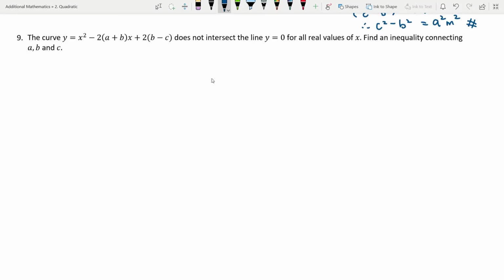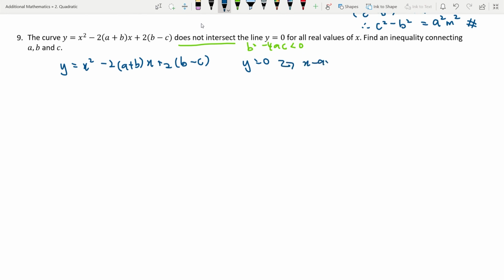Question 9. The curve y equal to x squared minus 2 bracket a plus b bracket x plus 2 bracket b minus c does not intersect the line y equal to 0 for all real values of x. Find an inequality connecting a, b, and c. We have the curve y equal to x squared minus 2(a plus b)x plus 2(b minus c). And also the line y equal to 0 does not intersect implies that b squared minus 4ac is less than 0. y equal to 0 is actually the x-axis.